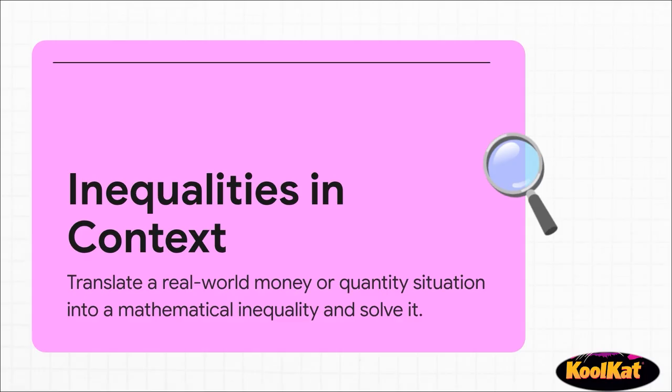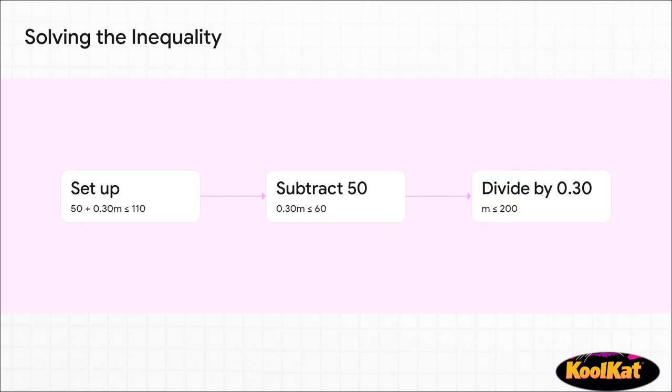It's all about translation. You're turning this budget problem into a math sentence. And the key word here is maximum. That little word is a huge clue that tells you we're not using an equal sign. So here's how you solve it. Your total cost, which is the $50 fee plus 30 cents per mile, has to be less than or equal to your $110 budget.